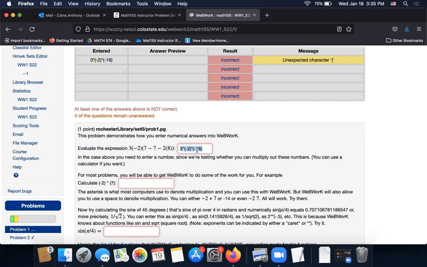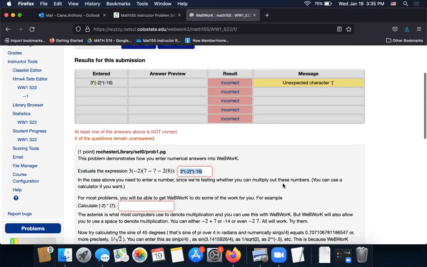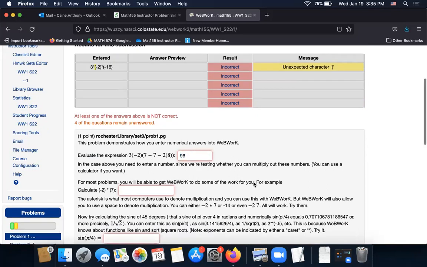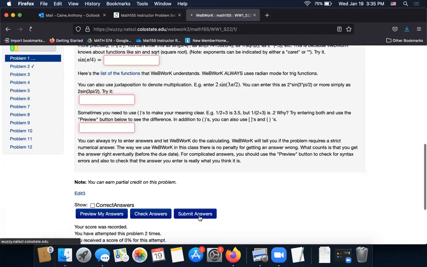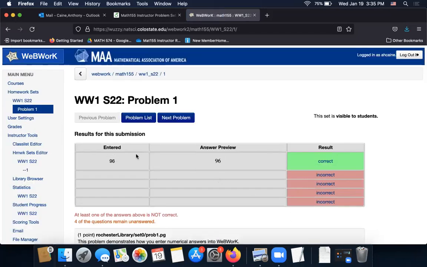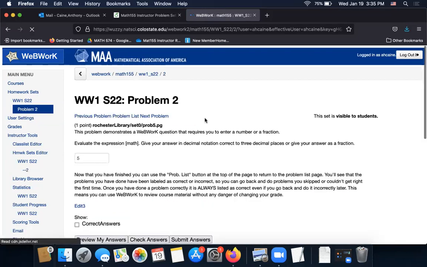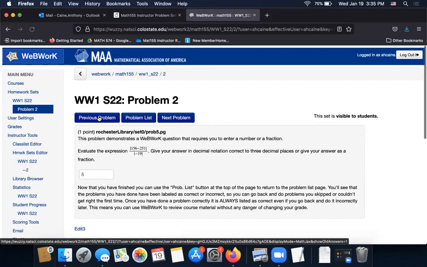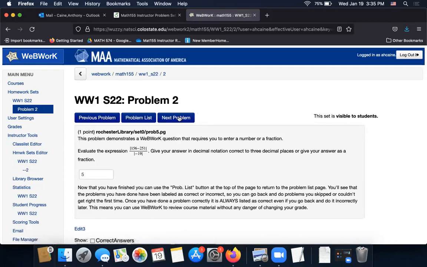Okay, WebWork doesn't like when I tell it how to compute the number, it just wants me to give it the number. So let's see, what is 2 times 16 is 32, times 3 is 96. So now let's see if it likes it. And it does. So, okay, great. Basically, this is what the first few questions are. So we just need to evaluate these things.